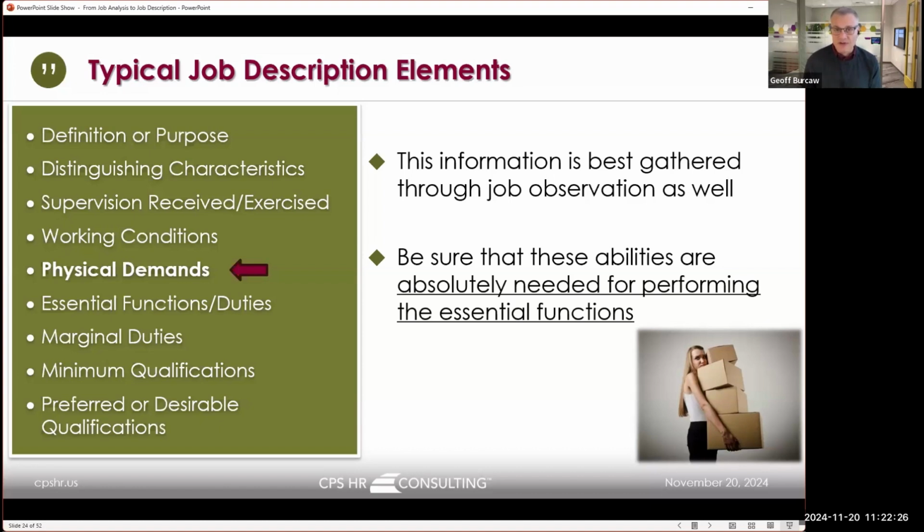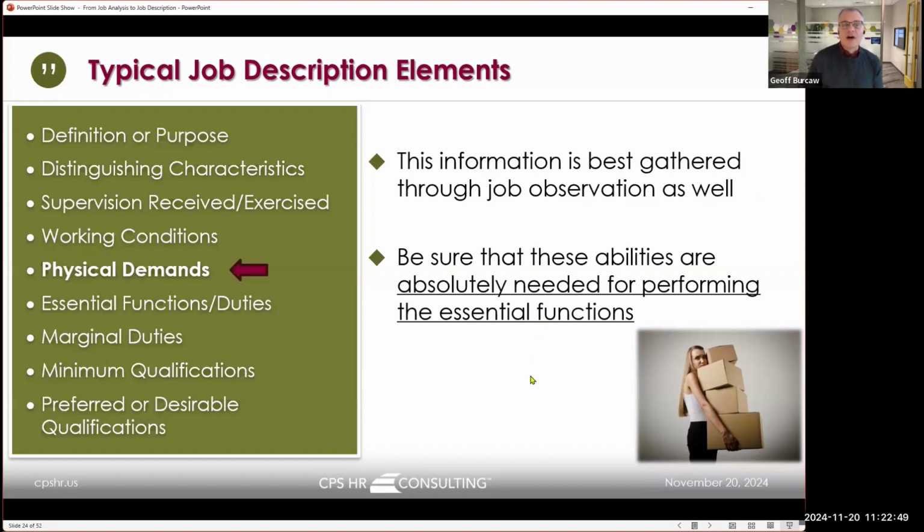I'm not going to be able to get into ADA in this webinar, but ADA does require that you identify the essential functions of a job, and then you should understand what the physical and sensory demands of those essential functions are, so that you may have to be able to make accommodations.